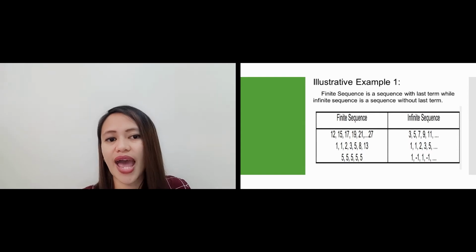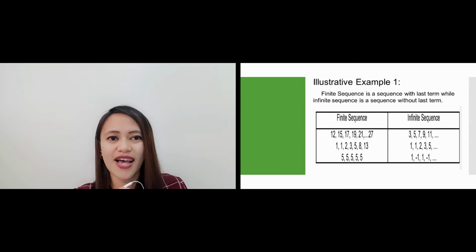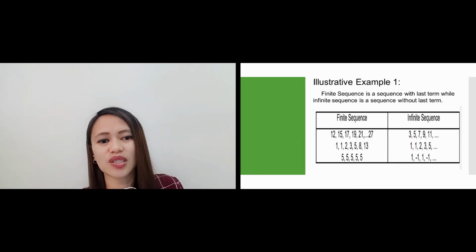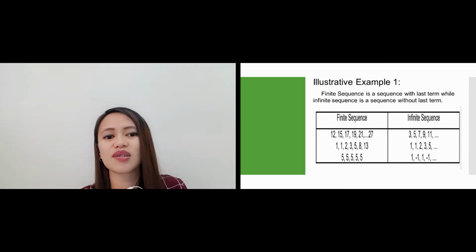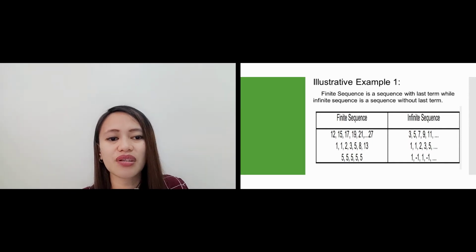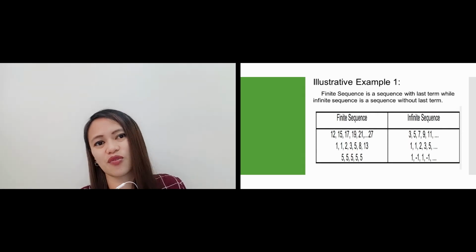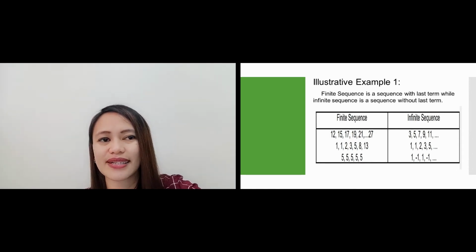However, on the other hand, an infinite sequence is one wherein you don't know the last term, or a sequence without the last term. For example, you have 3, 5, 7, 9, 11, and so on and so forth. Then 1, 1, 2, 3, 5, and so on and so forth. Then 1, negative 1, 1, negative 1, and so on and so forth. So those are the examples of finite sequences and infinite sequences.